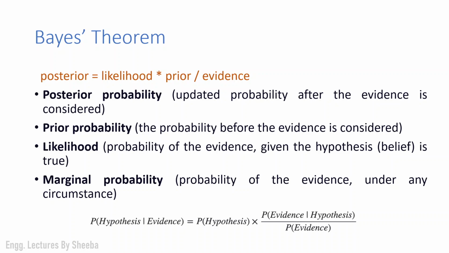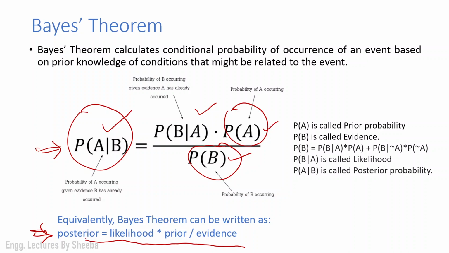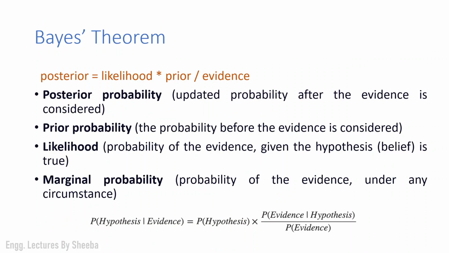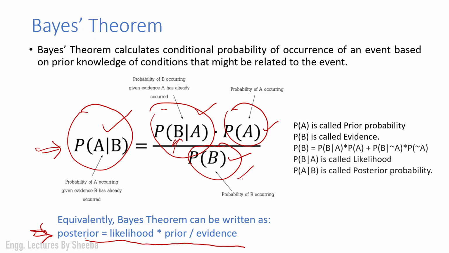What is the likelihood? Likelihood is the probability of the evidence given the hypothesis is true. So this one is the likelihood. That is the probability of the evidence given the hypothesis is true. And marginal probability, you can say it is evidence. It is the probability of evidence under any circumstances. That is the denominator term here. So this is the explanation of various terms associated with Bayes theorem.